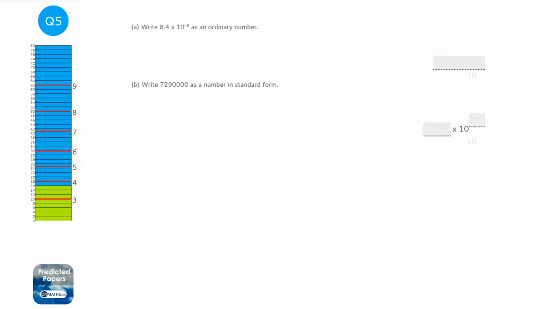Okay, to convert from standard form, you just write the number down, and this here, the power, will tell you where to go. So if the power is positive, then you go to the right. If it's negative, then you jump to the left. Now since it's negative, we're going to jump to the left, and it's -6, so we're going to jump 6 spaces. So 1, 2, 3, 4, 5 and 6.